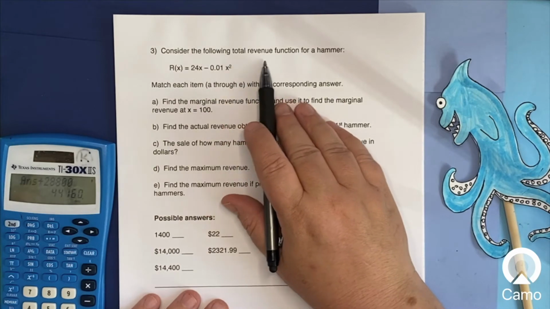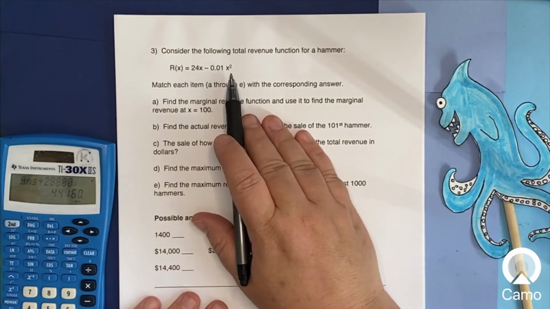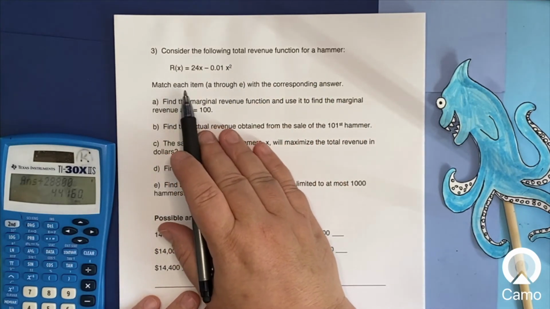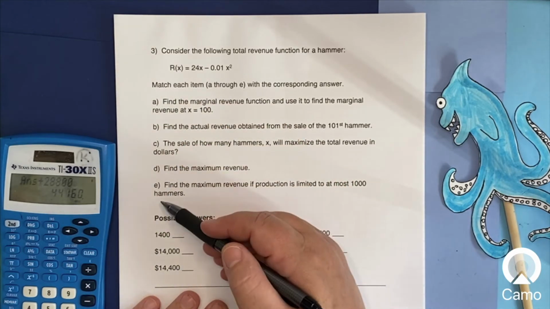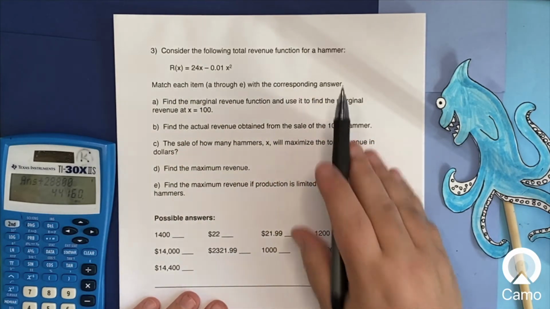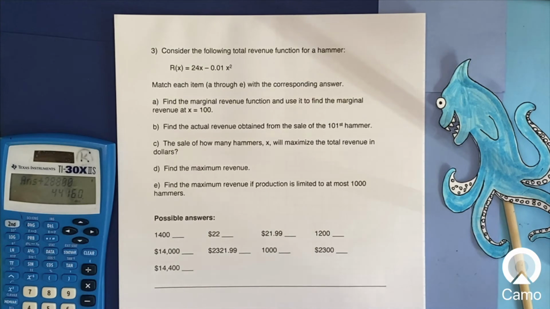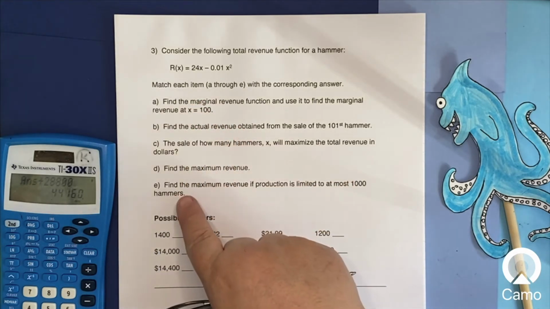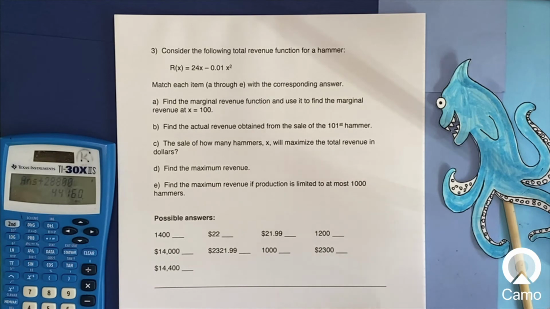So this is the total revenue function for a hammer. So match each item, A through E, with the corresponding answer. Now, on Canvas, for each one, it will give you a drop-down option you choose for each one. And I will tell you, I haven't double-dipped, so each one of the answers either corresponds to one of A through E, or it doesn't correspond to any. There's no answer that matches more than one, if that makes sense.